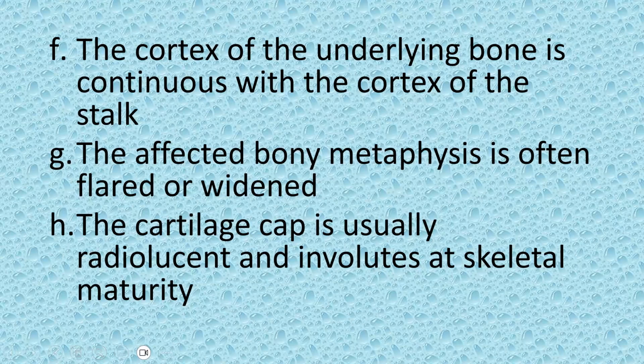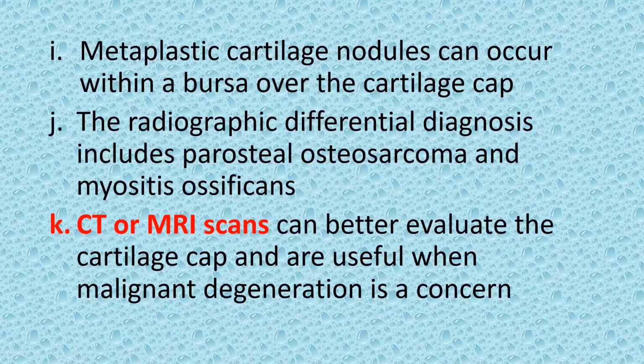Metaplastic cartilage nodules can occur within a bursa over the cartilage cap. The radiographic differential diagnosis includes parosteal osteosarcoma and myositis ossificans. CT or MRI scans can better evaluate the cartilage cap and are useful when malignant degeneration is a concern.